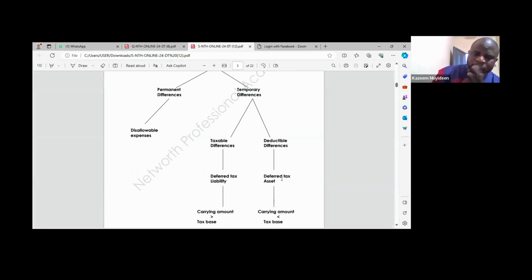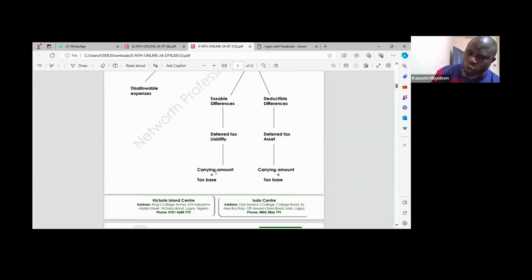Now, when the carrying amount, who uses carrying amount? Accountant. Is greater than the tax base. Who uses tax base? Tax people. It will lead to what? Deferred tax liability. Okay, for deferred tax assets, when the carrying amount is less than the tax base, it will lead to what? Deferred tax assets.